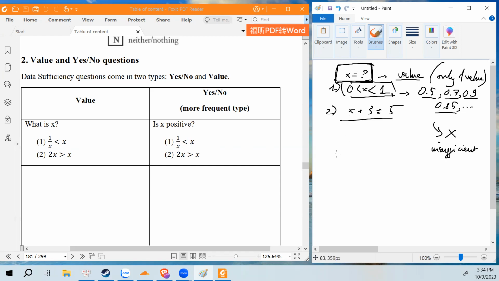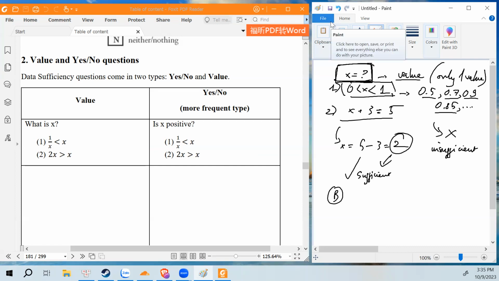But with statement 2, we have X plus 3 equals 5. So we can easily calculate X as 5 minus 3, which is 2. And there's only one value here. Because there's only one value, this is sufficient. So in this case, the answer choice we're going to select is B. Statement 2 alone is sufficient, but 1 alone is not sufficient. All right, so that's the core of value questions that we need to pay attention to when we go through these types of questions.